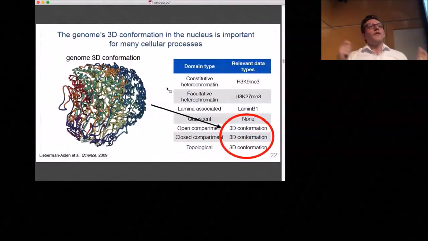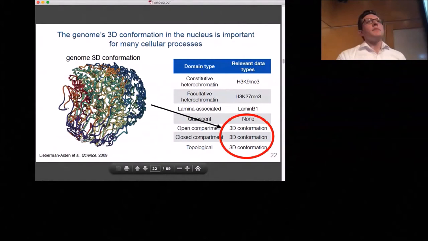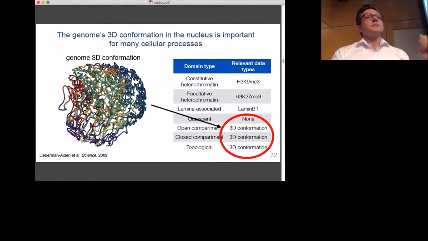The genome has a 3D conformation in the nucleus. So here's a 3D model of how the genome is arranged. All the spaghetti, each strand of spaghetti is a chromosome. And it turns out that the genome's 3D conformation is important for many cellular processes, including gene regulation and DNA replication. And you can see that a lot of these domain types are actually defined according to 3D conformation.